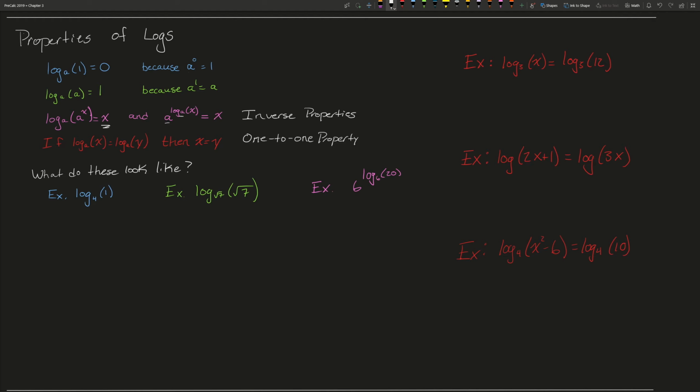The next is very similar to what we went over with the one-to-one property. So if we have log base a of x, and that is equal to log base a of y, so long as they have the same base, then we know that x must equal y.